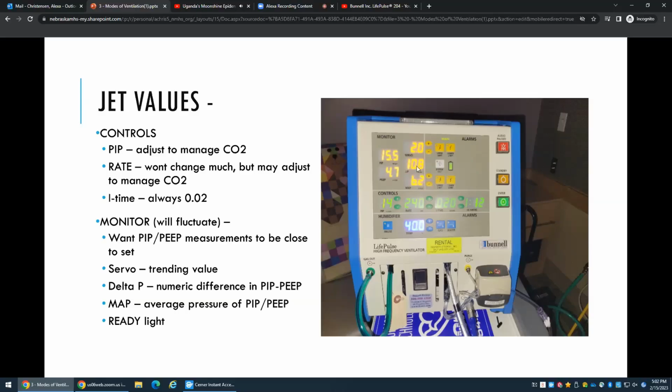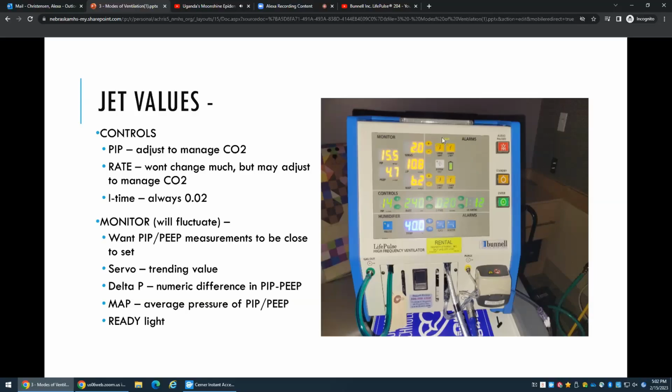Again, on the oscillator, these things are a setting. On the jet, these are a measurement, if that makes sense. They're kind of a byproduct of when you set the PIP and the PEEP and that kind of thing. So as you can see, it functions kind of the same, with the same settings and the same principles, but on the oscillator, we are dialing in certain settings, and here we're dialing in different settings, but we still get those same measurements, if that makes sense.